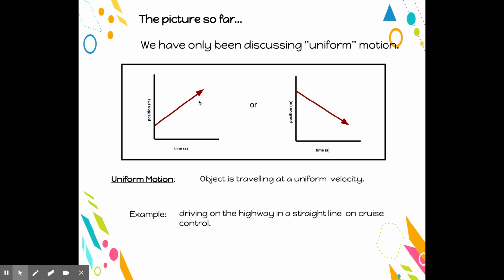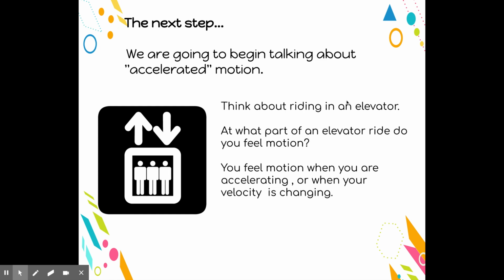So if you look at these two graphs, this one is increasing velocity and this one is decreasing velocity. Constant velocity would be our example of driving on cruise control on the highway. You're driving 50 kilometers an hour. You are not accelerating or decelerating.